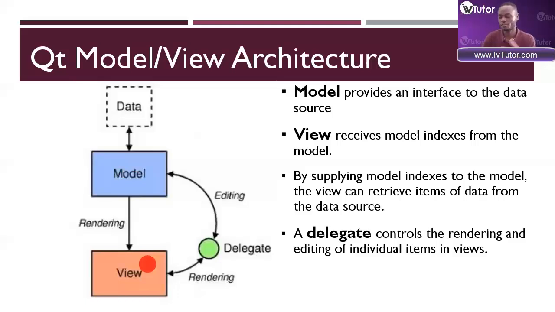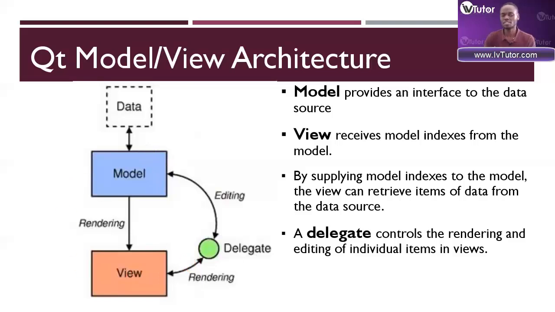So you can have a number that is between 1 to 5, but you don't want to show the number 1, 2, 3, 4, or 5. You want to show those numbers as stars. So it can be 1 star, 2 stars, 3 stars, or 5 stars if it's representing a rating. So those things can be controlled by a delegate. And at the same time, you can use your delegate for editing purposes. We'll talk more about delegates as we move forward.